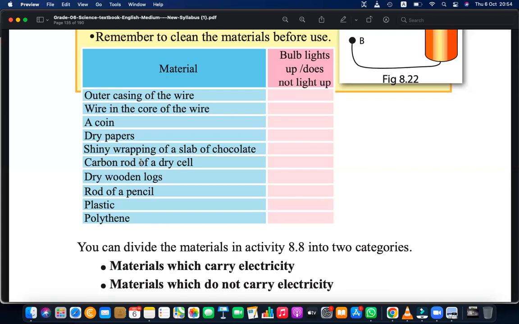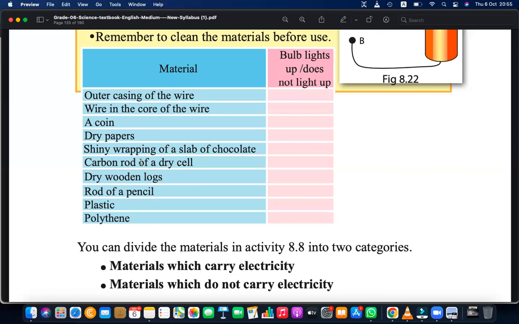The core of the wire. Copper wire or aluminium wire. Yes, the wire is a conductor. A coin. Is a coin a conductor or insulator? Conductor. A coin is a conductor. That is true.